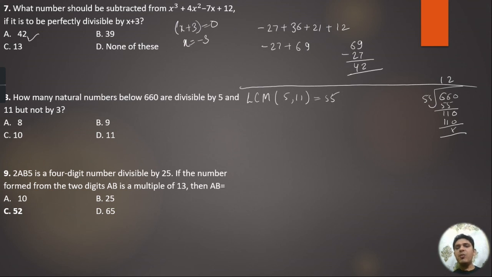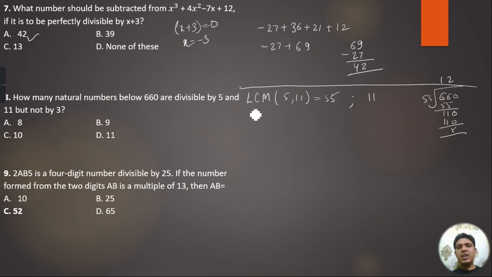But he is saying that how many numbers below 660, that means we don't have to take 12 numbers here. We have to take 11 numbers here, because he is not asking for the numbers till 660, but below 660. Okay. He's saying that how many natural numbers below 660 are divisible by 5 and 11 but not 3.